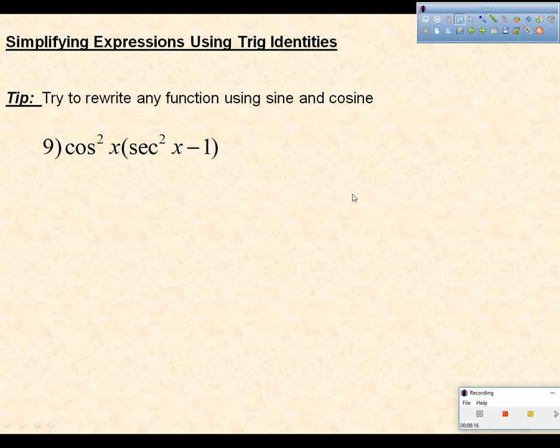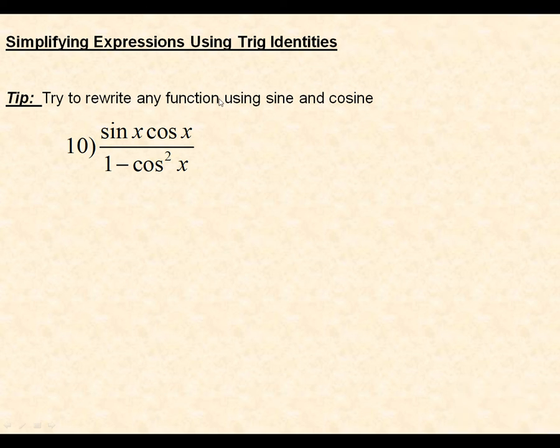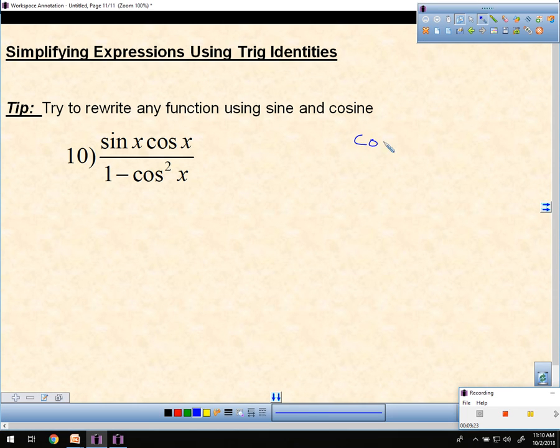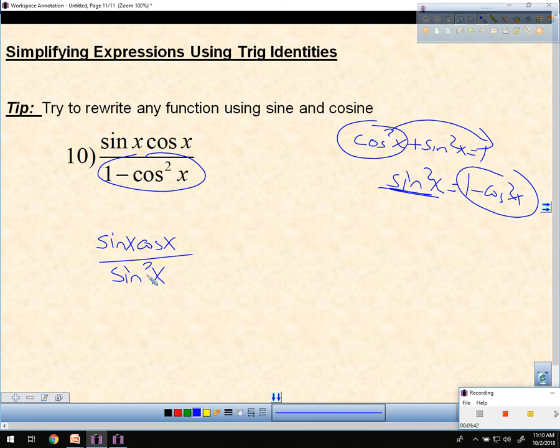Finally, the last one, number 10. I noticed that in the denominator, there's that 1 minus cosine squared again that shows up. So I remember my Pythagorean identity, cosine squared plus sine squared is equal to 1. If I manipulate this by moving this cosine squared over, I would get sine squared is equal to 1 minus cosine squared, which is what I have. So that's the same thing as sine squared. So I have sine of x, cosine of x over sine squared of x.